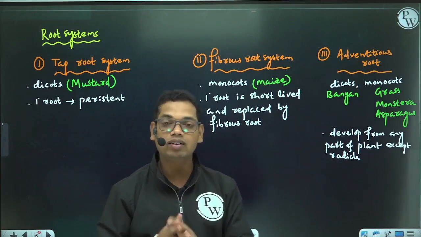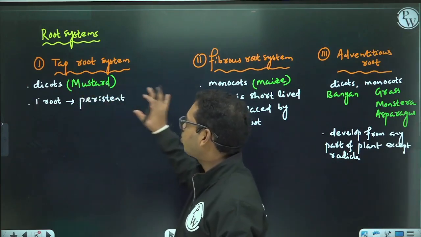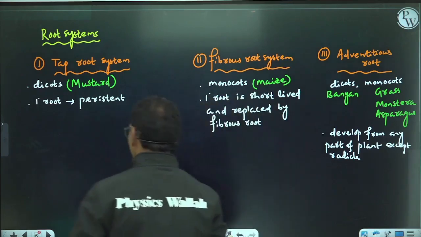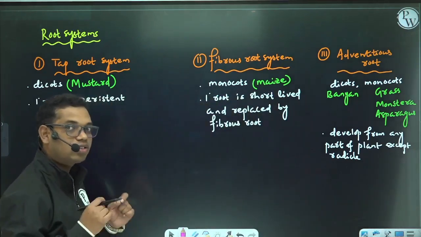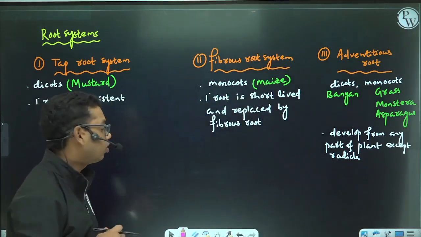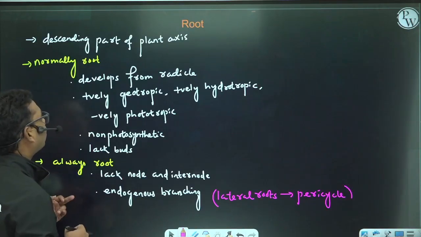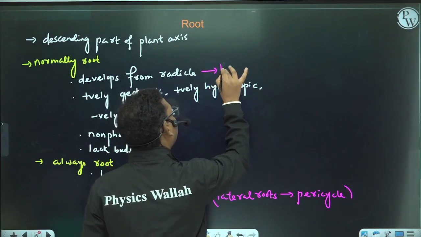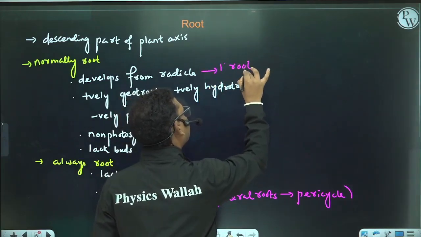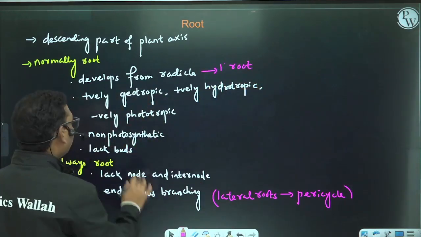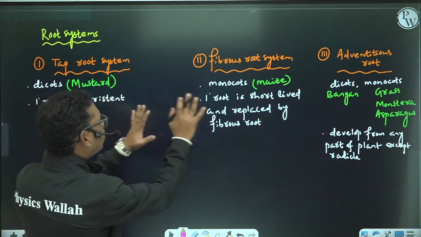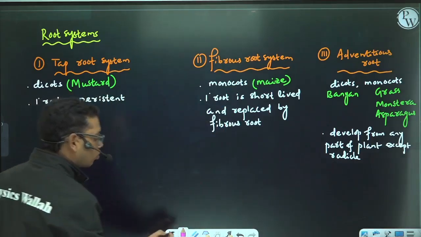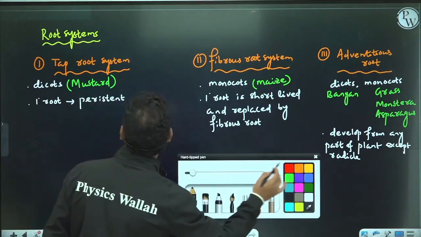Okay, and what about the taproot system and the fibrous root system? Let me explain. The root which develops from the radicle is called the primary root. In both these cases, in taproot system and fibrous root system, the primary root will develop from the radicle.